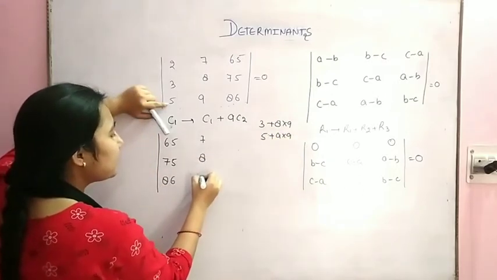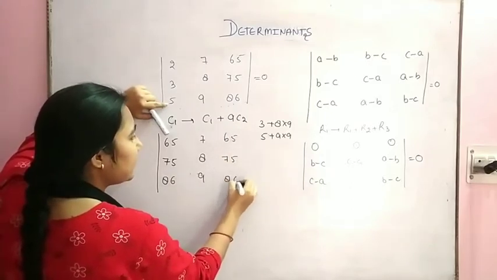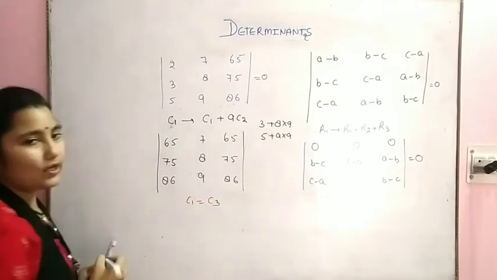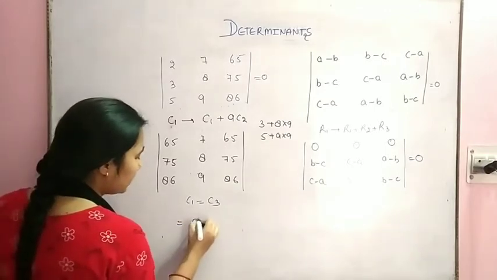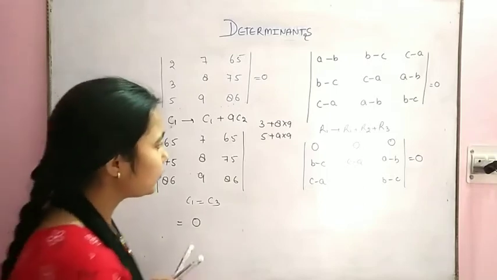So we can see C1 and C3 are identical. If C1 and C3 are identical, that means the value of this determinant is equal to 0. So right hand side equals left hand side. Now come to the next.